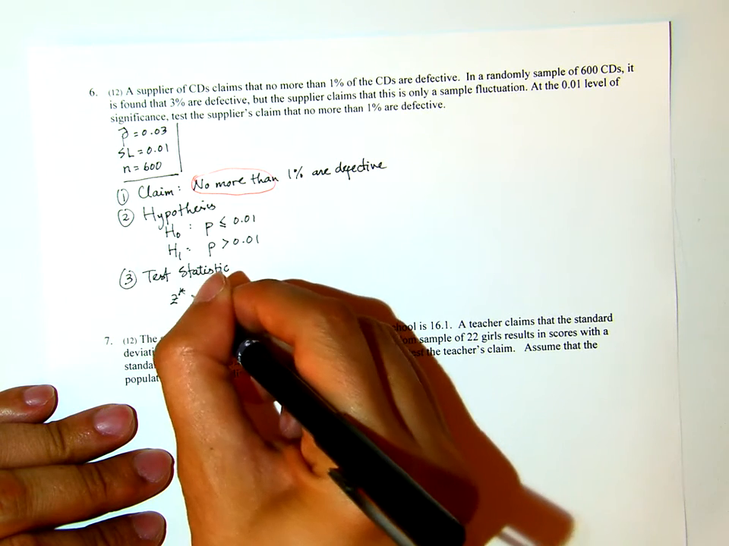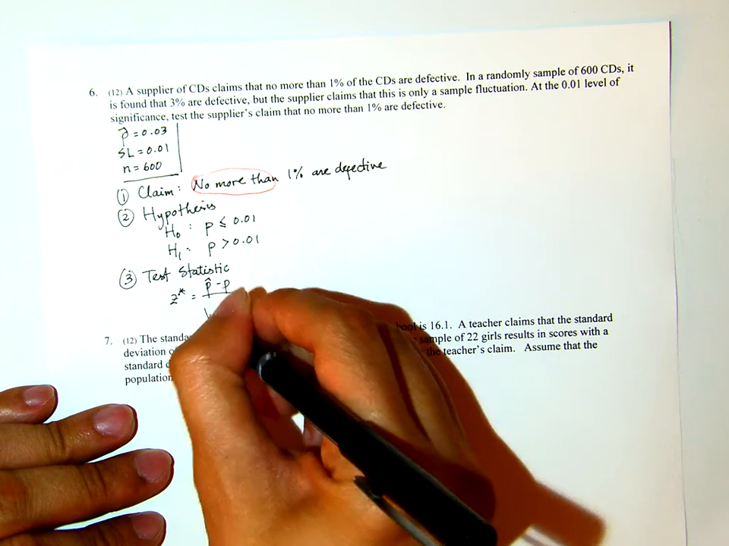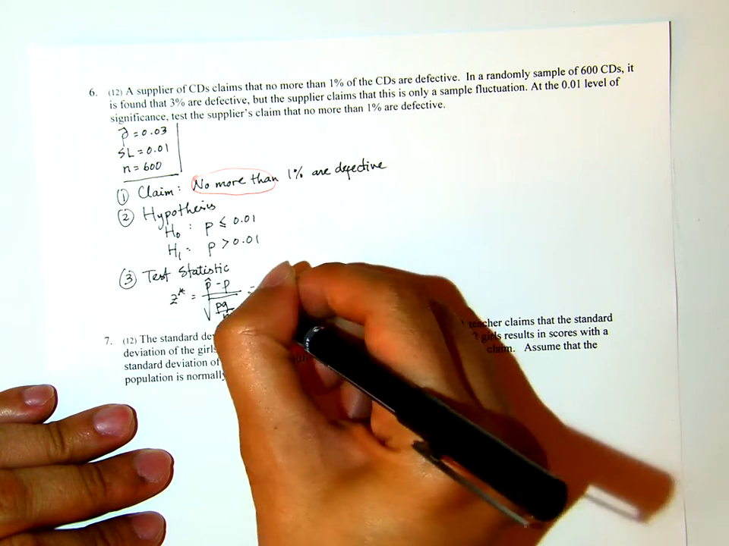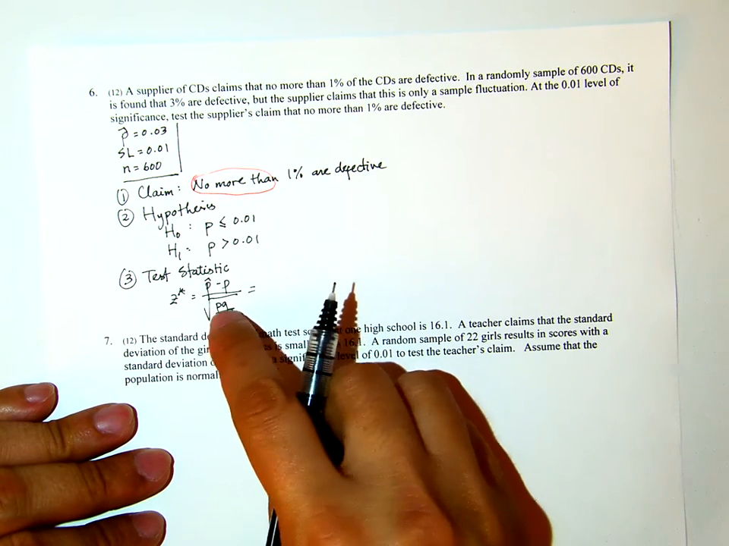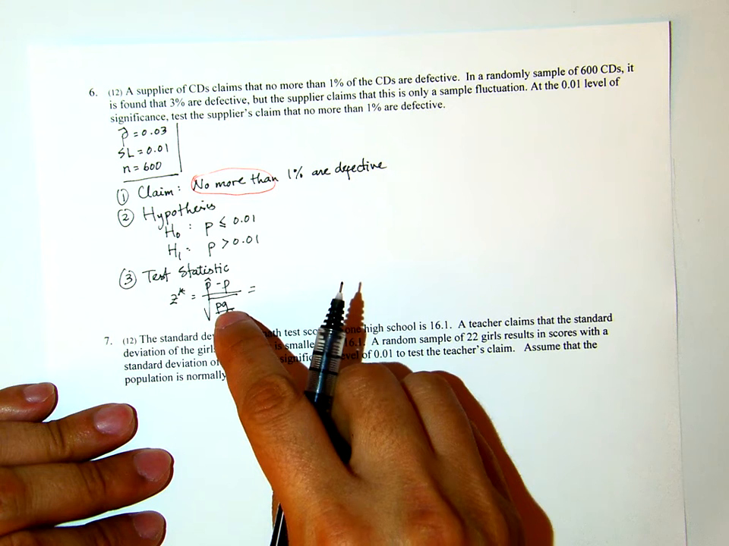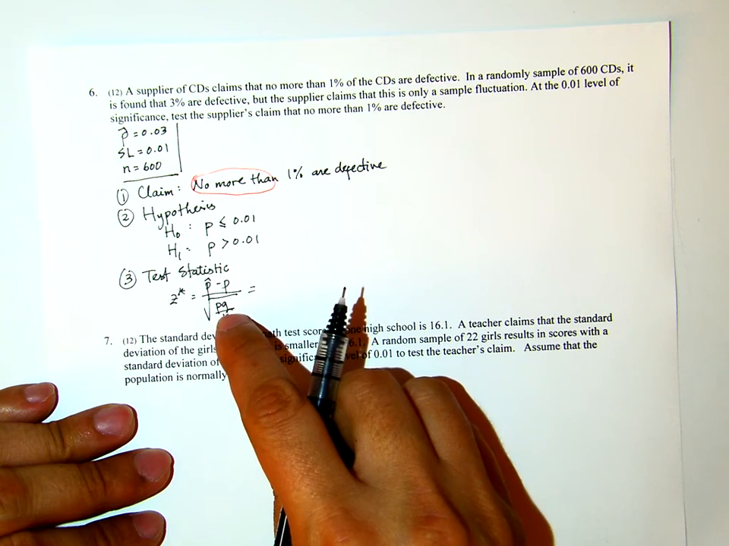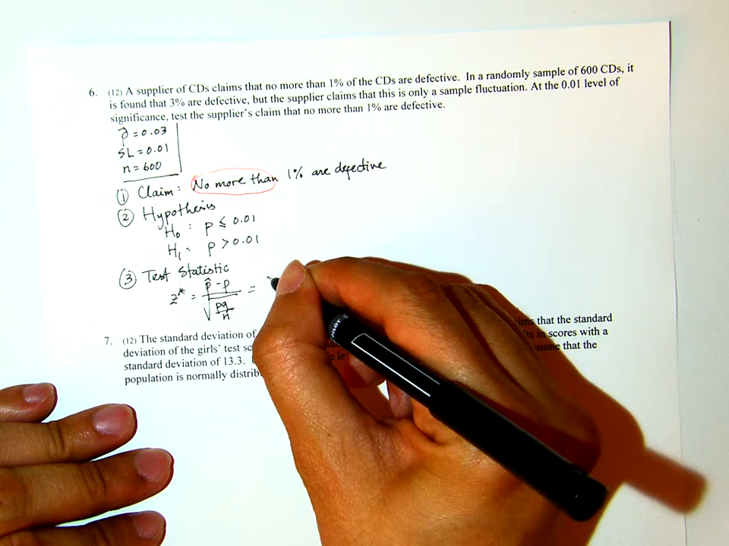z star equals p hat minus p over the square root of pq over n. By the way, be very careful here. I keep on making mistakes with this pq. I keep on using p hat q hat. I hope you don't follow that mistake, because we use the parameter as assumed by the hypothesis. Okay, now let me continue.